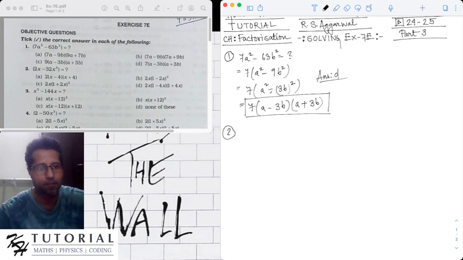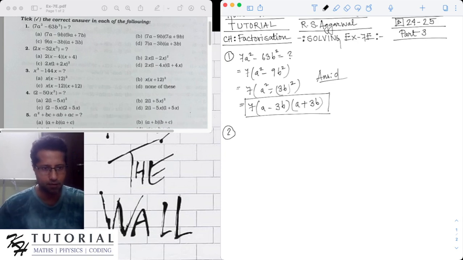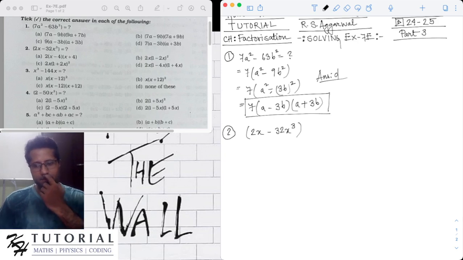Problem number 2. All these are basically some polynomial equals question mark. By question mark it means we have to find the factorization. The polynomial is 2x minus 32x cube, and we can see that it is a difference of two terms, and none of the terms are squares. That is, 2x is not a square and 32x cube is not a square, but we see there is a common factor of 2x from both the terms.